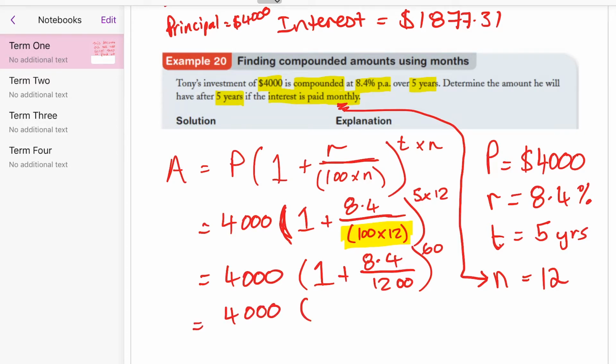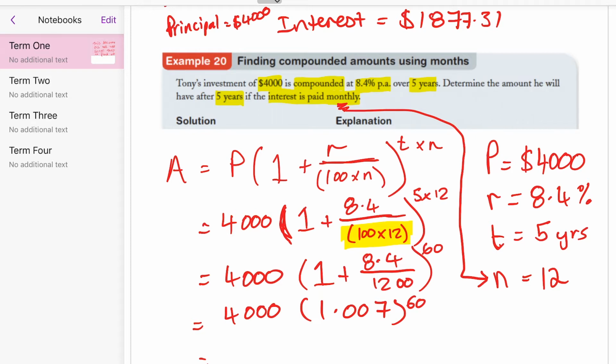Now inside my bracket, I'm just going to finish off that calculation. And I'm going to go 1 plus 8.4 divided by 1,200. And you should get an answer of 1.007. Please try this yourself to make sure that you get the exact same calculation as I did. Because if you don't, you're then using your calculator incorrectly.